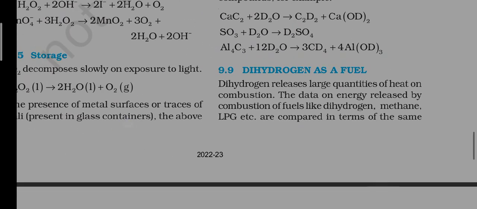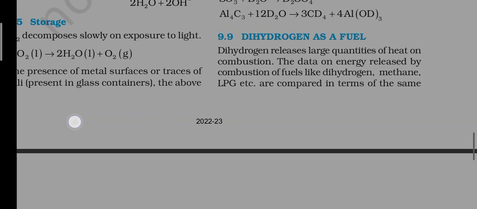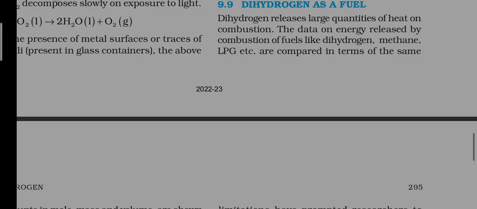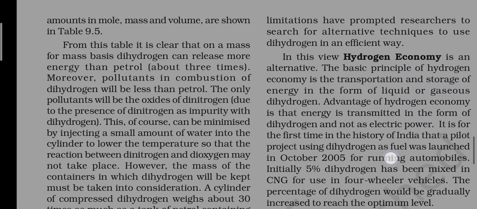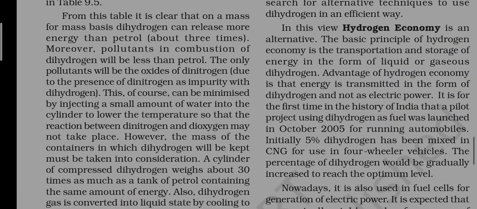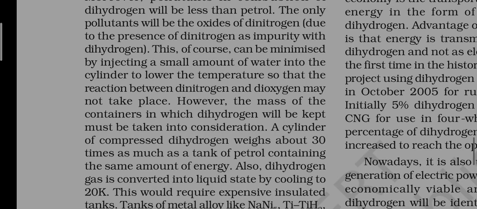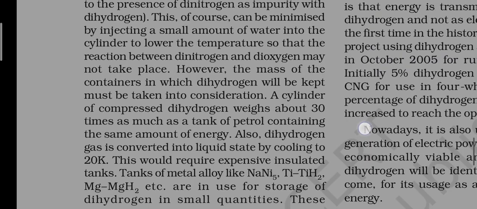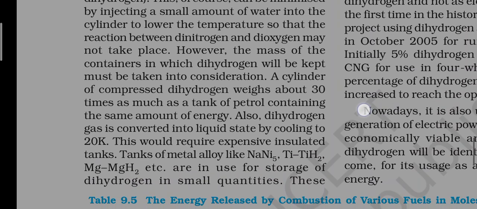Next is dihydrogen as a fuel. Dihydrogen releases a large quantity of heat on combustion. The data on energy released by combustion of fuels like dihydrogen, methane, LPG, etc. are compared in terms of amounts in mole, mass and volume. Moreover, pollutants in combustion of dihydrogen will be less than petrol. The only pollutant will be the oxides of dinitrogen. This, of course, can be minimized by injecting a small amount of water into the cylinder to lower the temperature so that the reaction between dinitrogen and dioxygen may not take place.